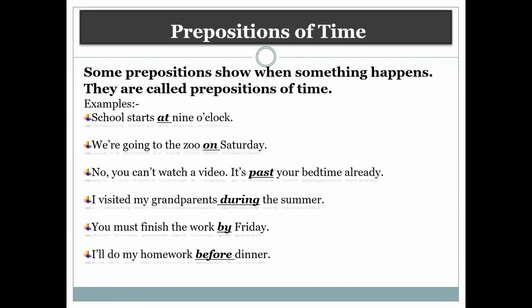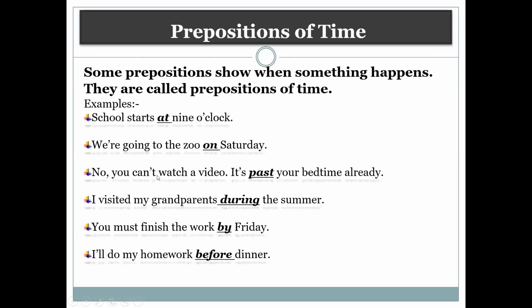Next one. Some prepositions show when something happens. They are called prepositions of time. When? When you answer the question when, then they are called prepositions of time. School starts at 9 o'clock. When does the school start? See, you ask yourself this question. If the question you can ask looking at the sentence is where, then it is preposition of place. If the question is when, then it is preposition of time accordingly, okay? We are going to the zoo. When are you going to the zoo? We are going to the zoo on Saturday.